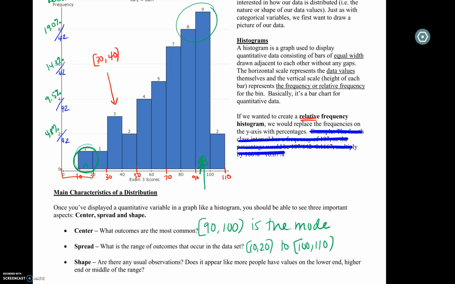And don't freak out about the closed bracket parentheses stuff. I like to make sure you understand what it's supposed to be, but on a test, if you have them wrong, it doesn't matter. I don't care. I care more about your interpretation.